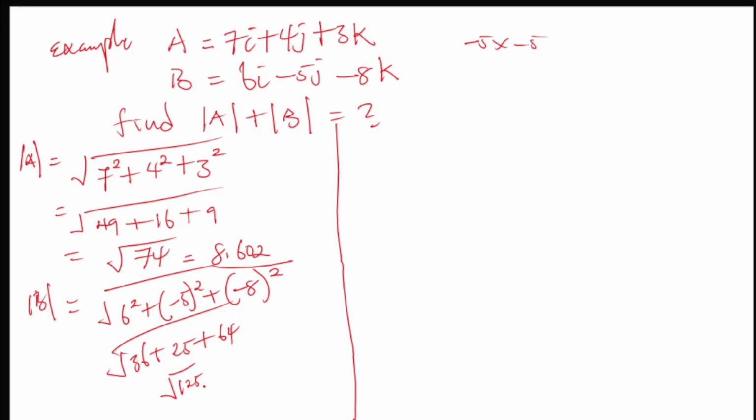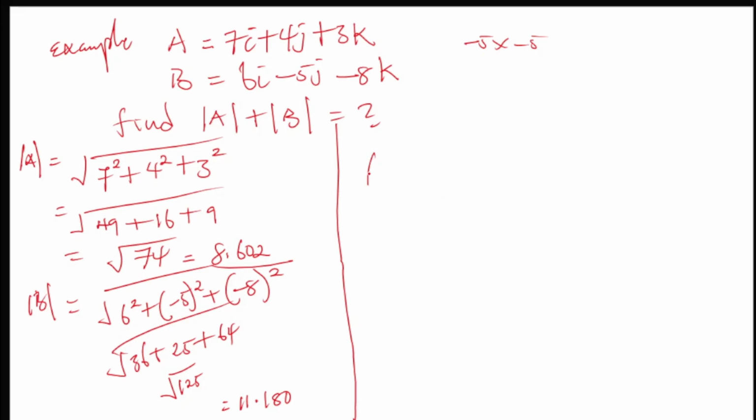Now, if you have 125 here, you take the square root of 125, and that will give you 11.180. Now, you've succeeded in getting the magnitude for both vector A and vector B. Now, what's the question telling you? The question is saying add both of these.